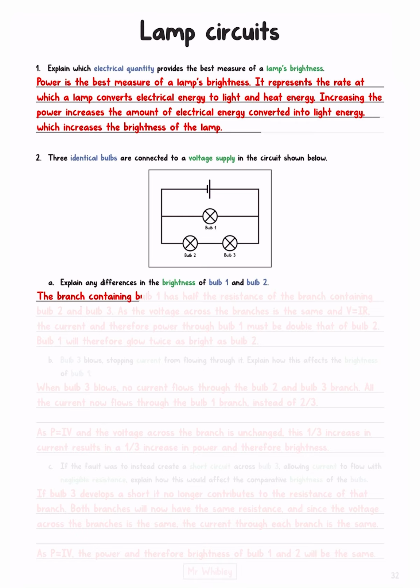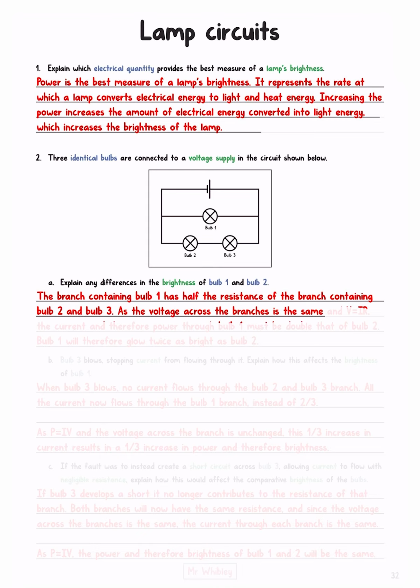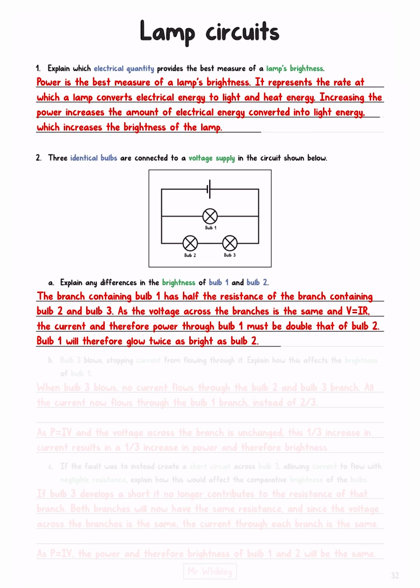The branch containing bulb 1 has half the resistance of the branch containing bulb 2 and 3. As the voltage across the branches is the same, and V equals IR, the current and therefore power through bulb 1 must be double that of bulb 2. Bulb 1 will therefore glow twice as bright as bulb 2.